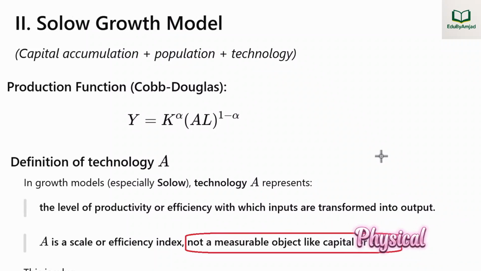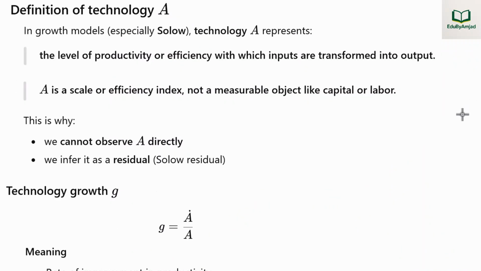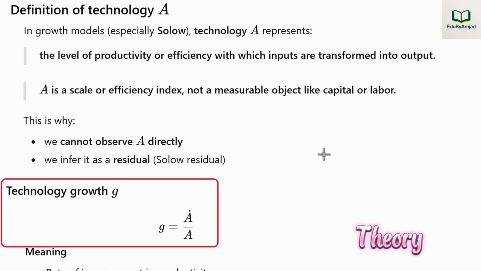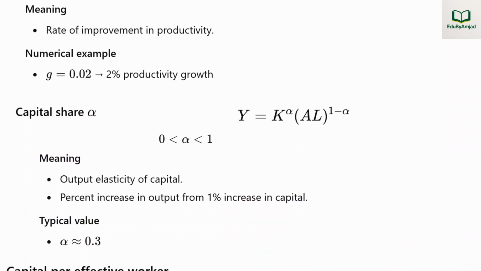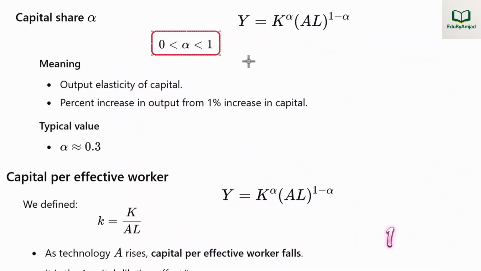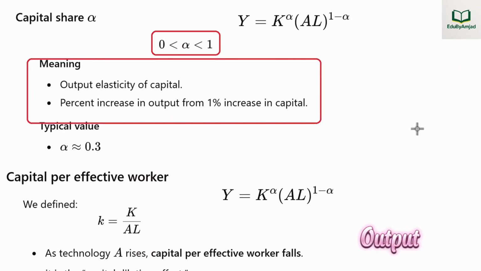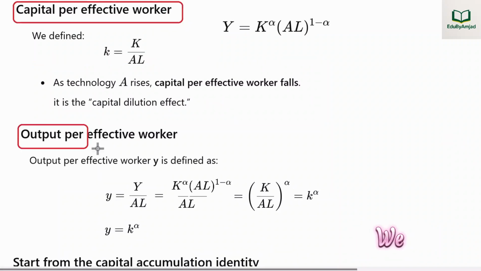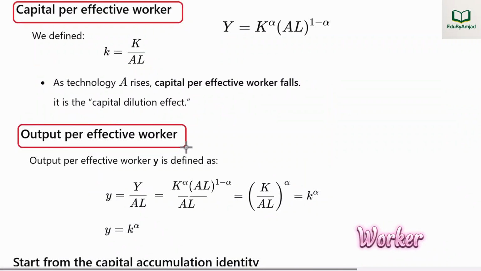Technology has no natural physical unit of measurement, and is observed indirectly as total factor productivity. What matters in growth theory is not the level of A, but its rate of growth. The parameter alpha represents capital's share in output. It lies between 0 and 1 and measures the percentage increase in output resulting from a 1% increase in capital, holding other inputs constant.